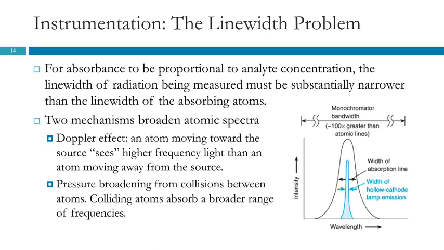There are two mechanisms that broaden atomic spectra, and the books aren't clear on this, but I actually think these two things help us out, because my understanding is that these are broadening the line width of the absorbing atoms. We've got the Doppler effect and pressure broadening. The Doppler effect happens because the atoms in the gas state are moving. If they are moving towards the light source or away from it, they're going to see different wavelengths or different frequencies of light.